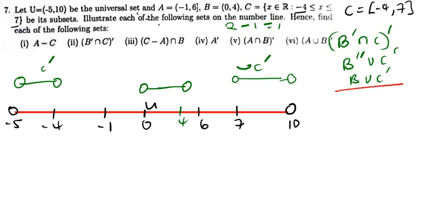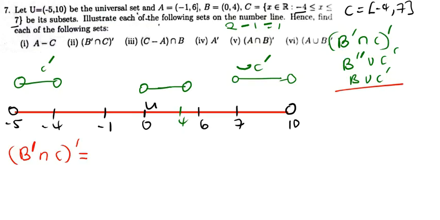Now, I'm talking about union. Who can tell me the answer? So B complement union C intersect complement here. What would be the answer? This is now union, not intersection. Let's do fast. 0.4. That's the answer, 0.4.